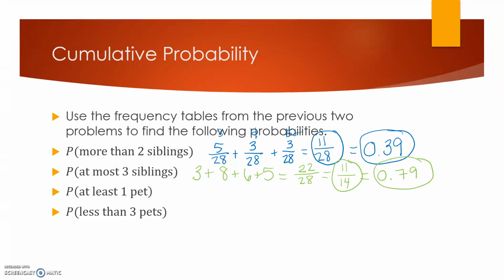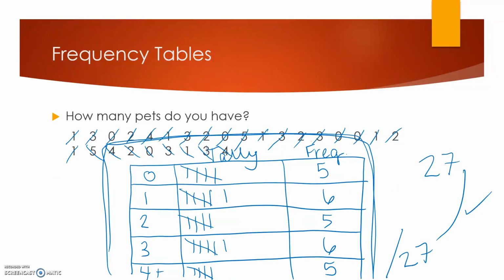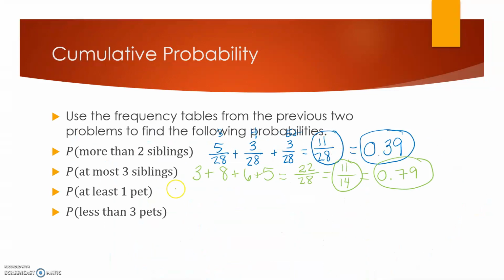So using our pet table, what's the probability that they have at least one pet? Well, looking back here, at least one means one or more. So we could have this one, this one, this one, or this one. And if we add all of those together, and this time we had 27 possibilities, we're going to have 6 out of 27 plus 5 out of 27 plus 6 out of 27 plus 5 out of 27.